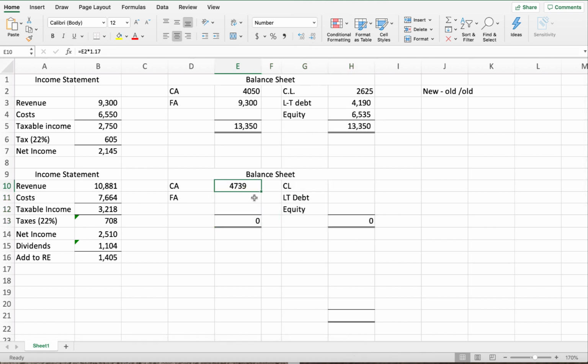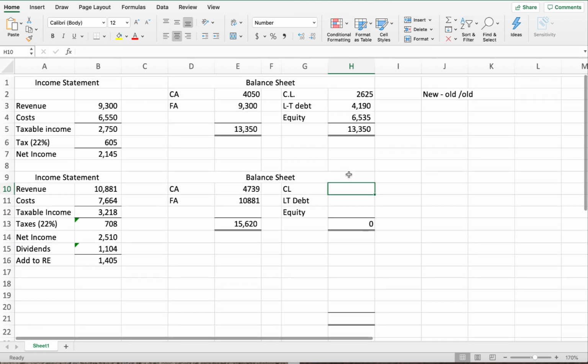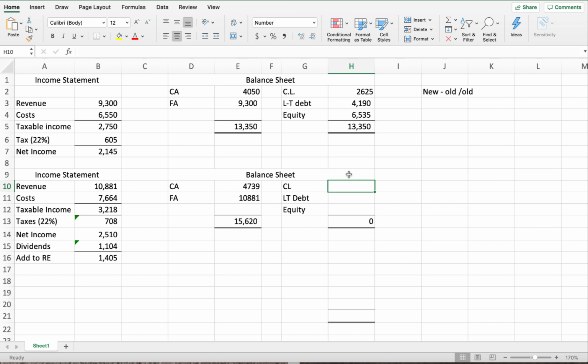Okay, here we go. Okay, so now I'm going to do my fixed assets. Well, 9,300 times 1.17 gives me 10,881. What is my total balance sheet or total assets worth? 15,620. Perfect. Okay, so now what I want to do over here is figure out what the right side of the balance sheet is, right? What are the amounts that I need for my liability, my debt, and my equity, okay?